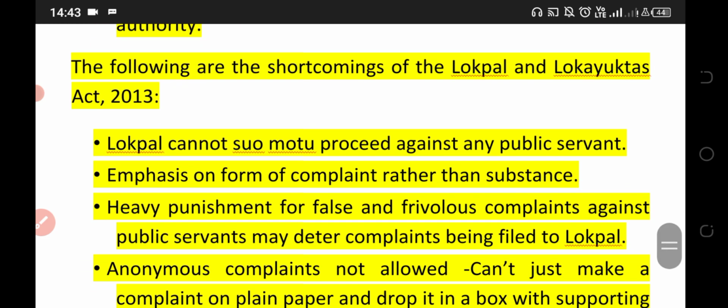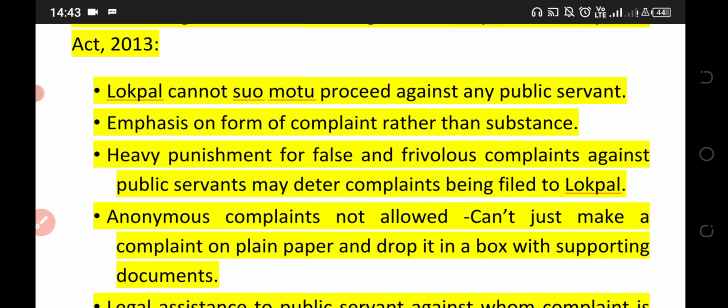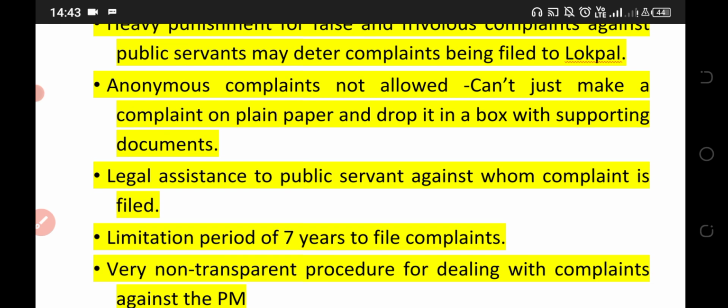The following are the shortcomings of the Lokpal and Lokayuktas Act. Lokpal cannot suo motu proceed against any public servant. Emphasis is on the form of the complaint rather than substance. Heavy punishment for false and frivolous complaints against a public servant may deter complaints being filed to the Lokpal. Anonymous complaints are not allowed; one can't just make a complaint on plain paper and drop it in the box with the supporting documents. There is a limitation period of 7 years to file a complaint.